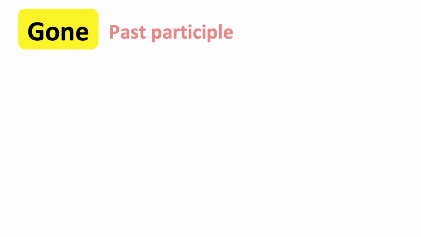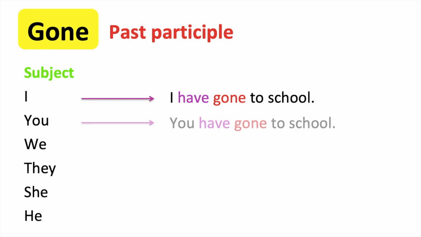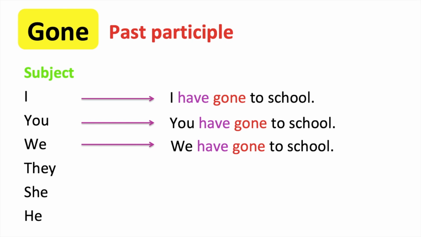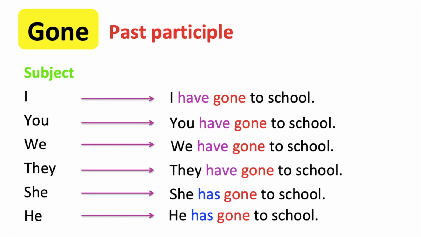Gone. Gone is the past participle form. We always add an auxiliary verb before the verb gone. So, here are the subjects, and here are the examples. I have gone to school. You have gone to school. We have gone to school. They have gone to school. She has gone to school. He has gone to school. As you can see, for subjects she and he, we use a different auxiliary verb, has.